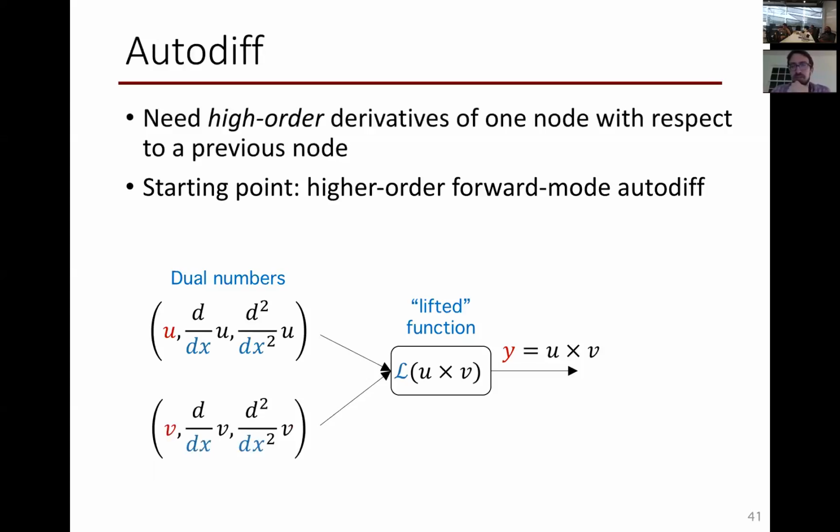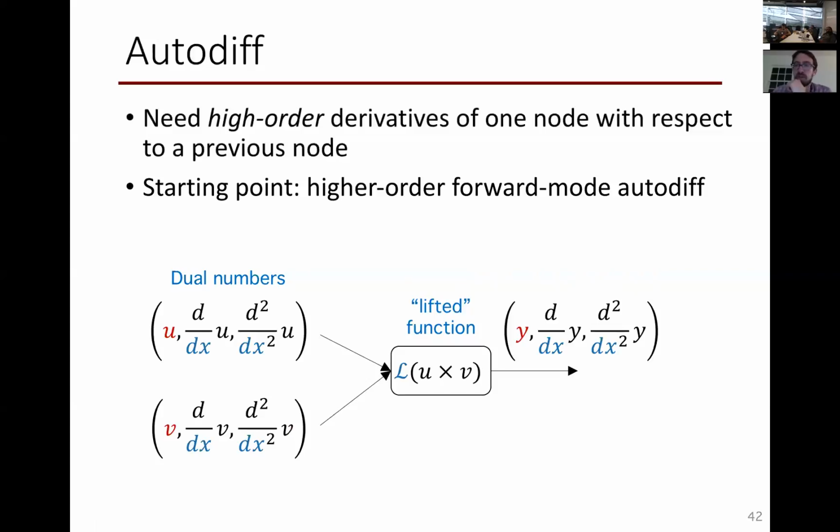So the lifted function is a function that takes as input 2 dual numbers and returns the corresponding dual number for their output. So if I give it u and derivatives of u with respect to x, and v and derivatives of v with respect to x, it's going to give me back my original scalar output y, but also the derivatives of that variable with respect to x. Okay, and this is called lifting.